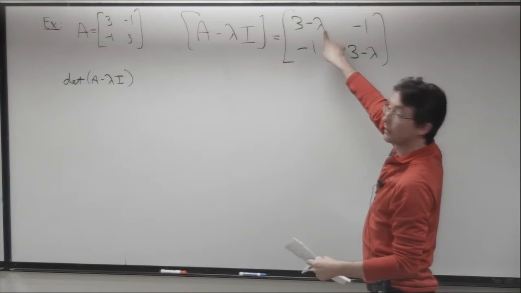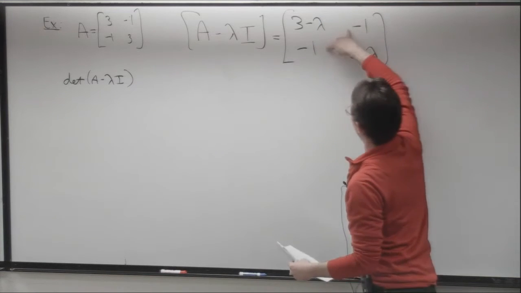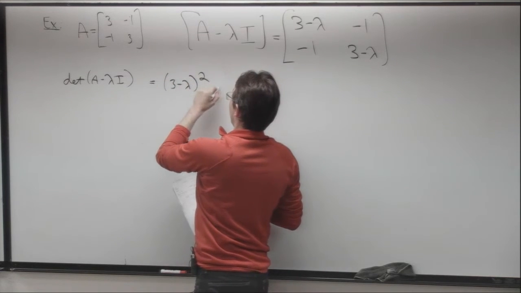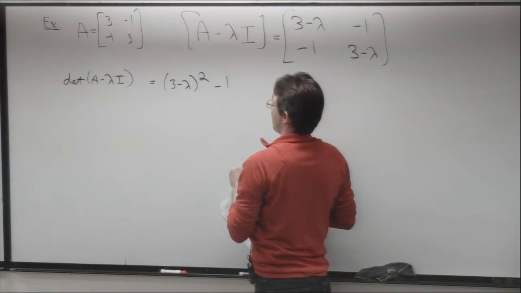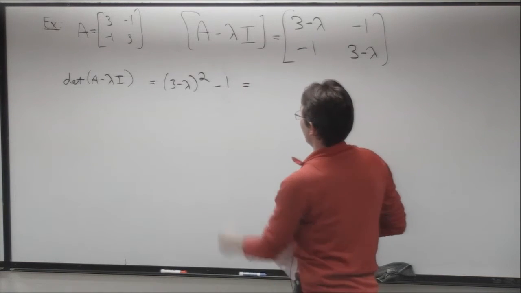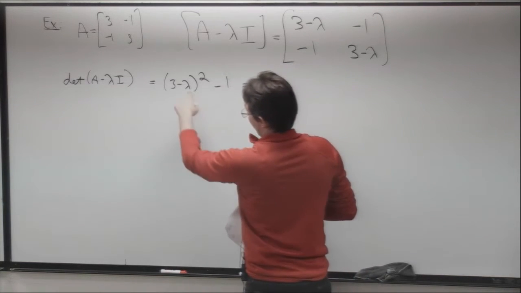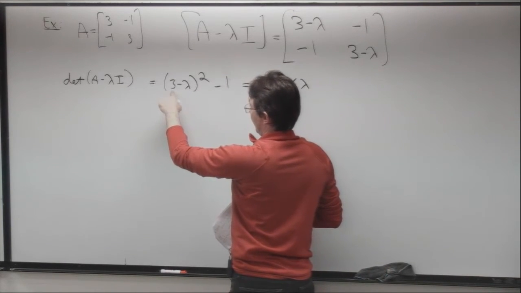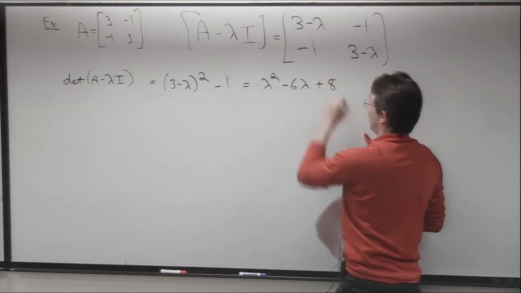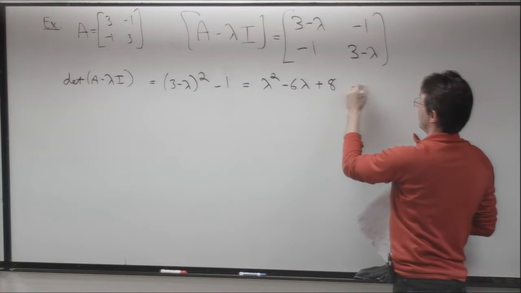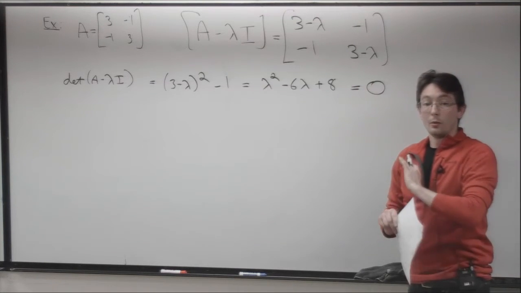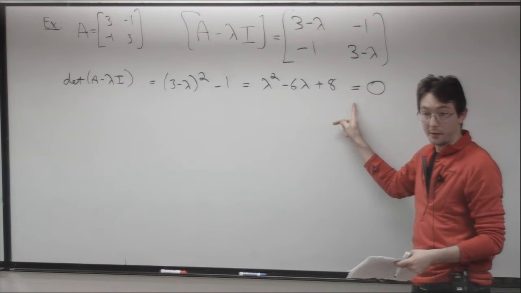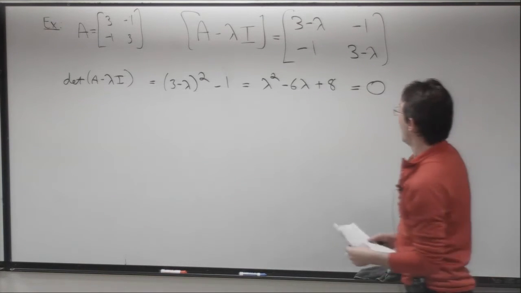Three minus lambda squared minus, plus 1, minus 1. Okay, so this equals 3 minus lambda squared minus 1. I'm just going to factor this out. That's something like lambda squared minus 6 lambda plus 9 minus 1 is plus 8. Good so far? And this has to equal 0. We're looking for eigenvalues. Eigenvalues are the special lambdas that make this characteristic polynomial equal 0, the roots of this polynomial. Okay, so we can factor this thing.